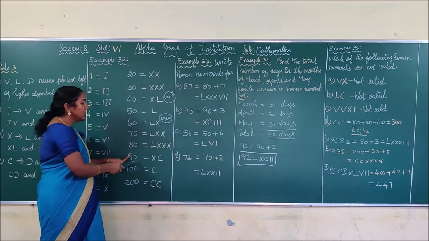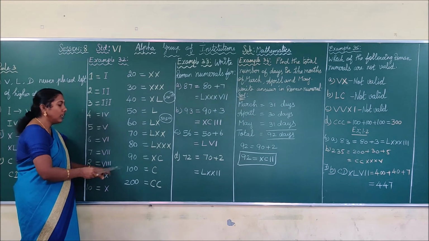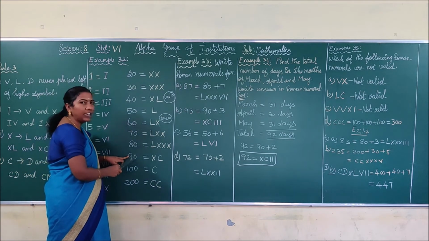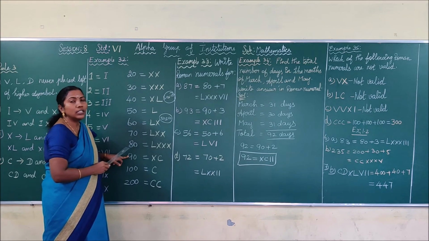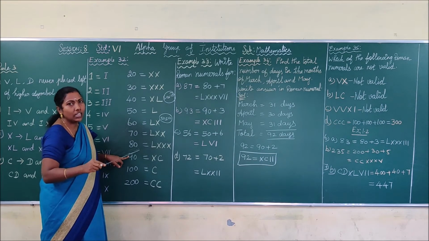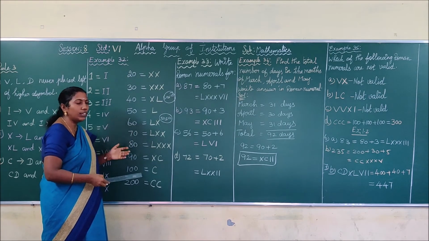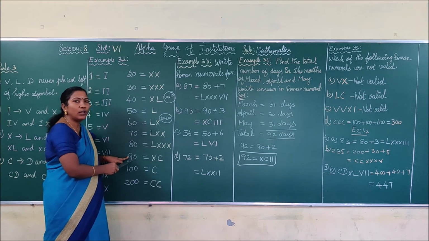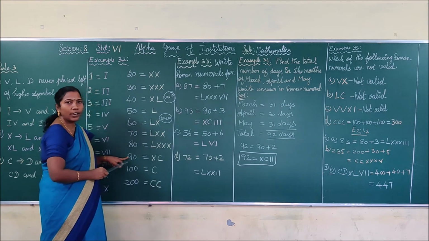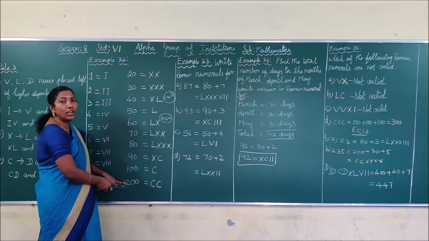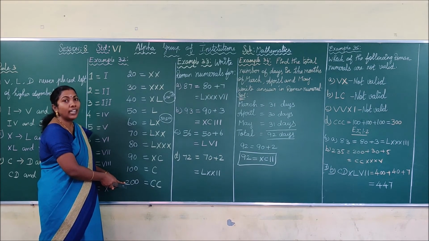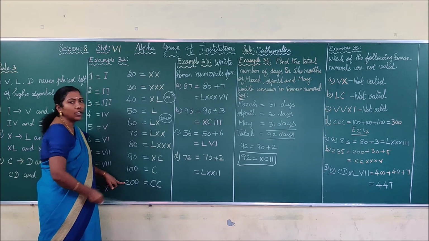For 90, similarly as we write for 9, here also for writing 90, you have to subtract 10 from 100. So what is the symbol for 100? C. What is the symbol for 10? Yes, X. So to subtract 10 from C, you have to write the X on the left hand side. So what is the Roman numeral for 90? XC. Do you understand? What is the symbol for 100? C. What is the symbol for 200? Two times you have to write 100. That is CC. It's clear.